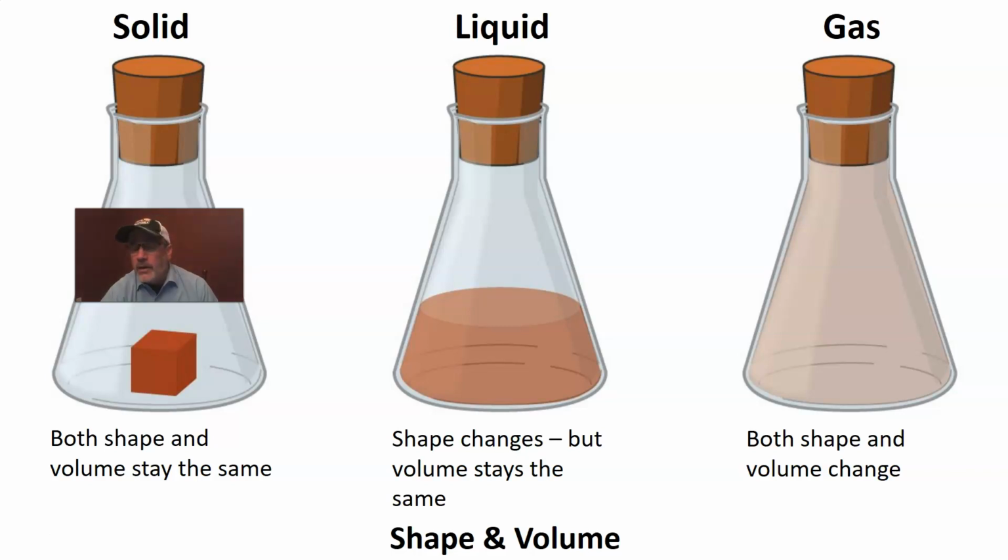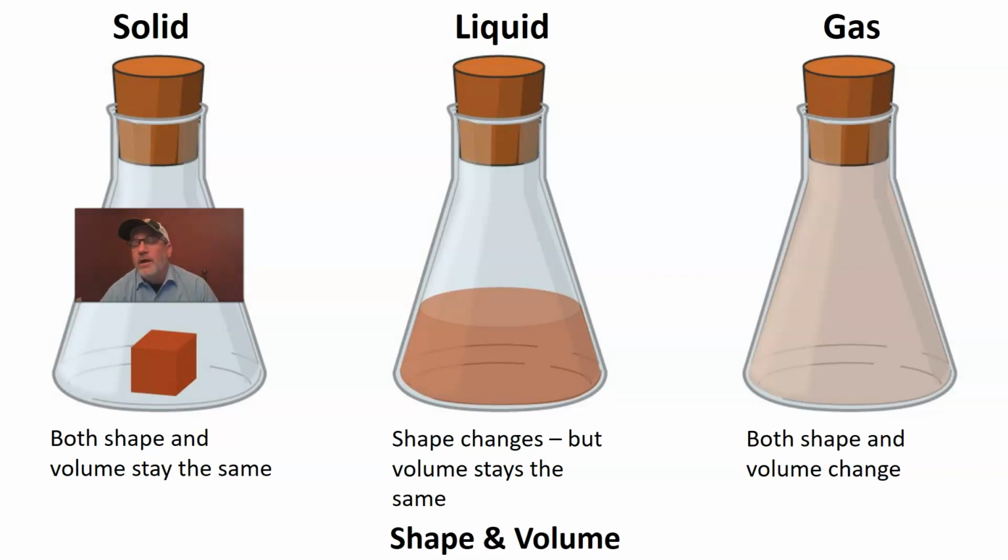When we look at a liquid, on the other hand, we know that liquids are shapeshifters, right? Liquids are able to flow, so they are able to change shape. But we don't suddenly have more or less of a liquid, right? So the volume will stay the same. So with liquid, the shape can change, but the volume will stay the same.